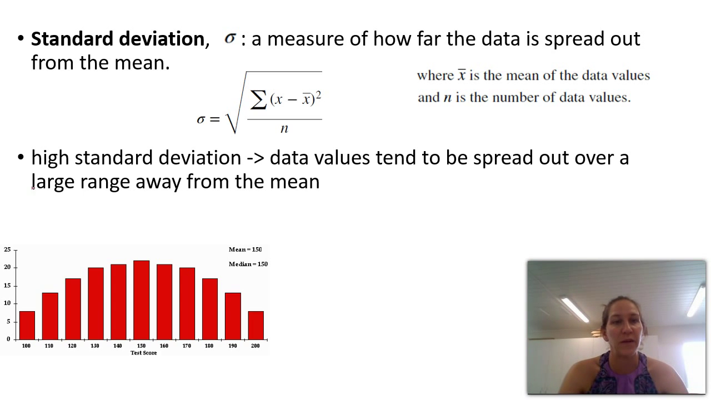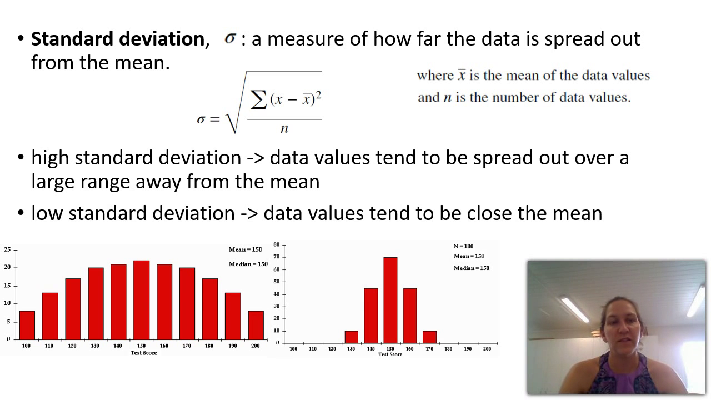A high standard deviation just means that the data values tend to be spread out over a large range away from the mean. So in this example, our mean is at 150, right here. You can see that a lot of our data is below it with a negative deviation, and a lot of our data is above it with a positive deviation. So that's going to give us a large standard deviation value.